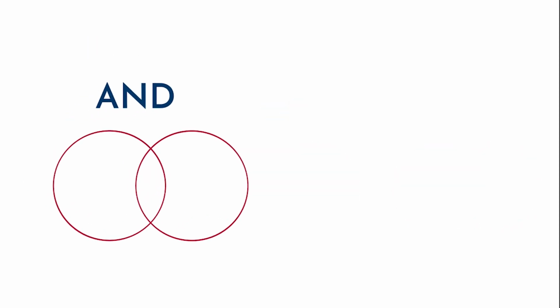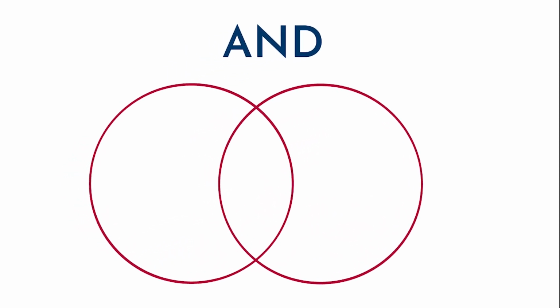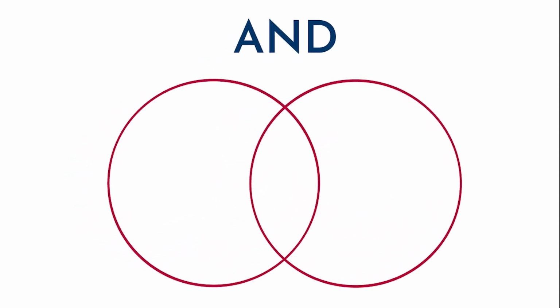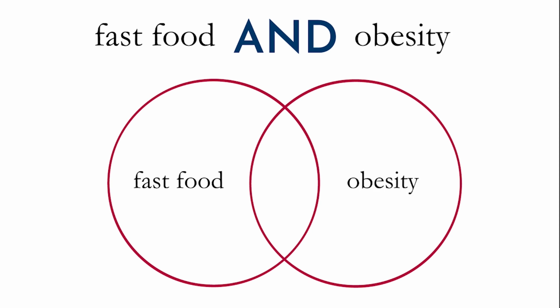And is used to combine search terms and make your search more specific. In our example, we want to find articles that discuss both fast food and obesity. Searching for fast food and obesity will make sure that we get only information where both of these keywords are present.